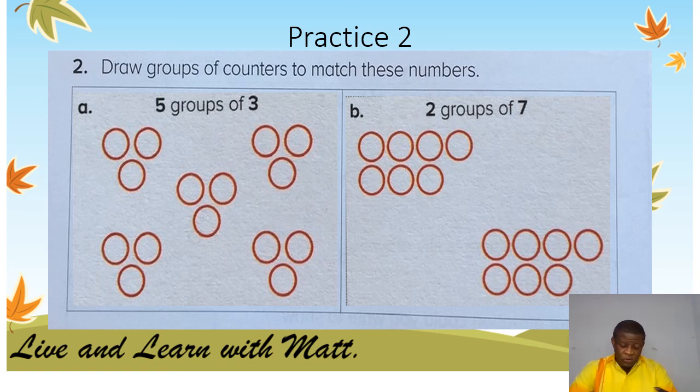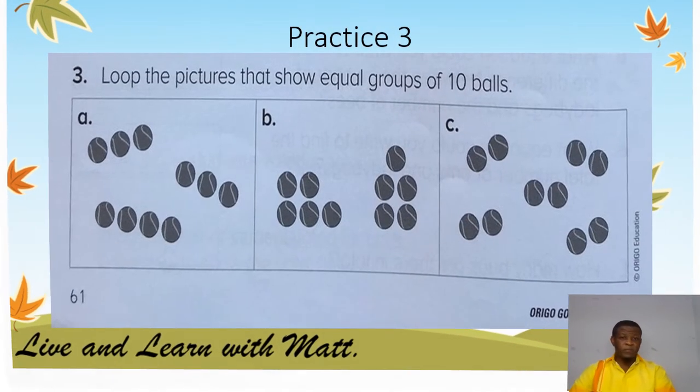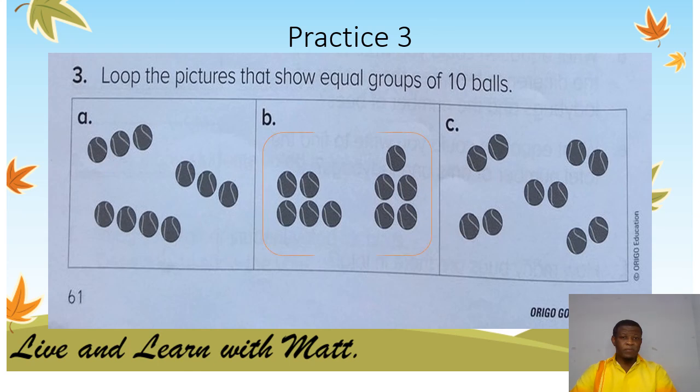Okay, now let's go on to number 3. So we have 2 groups of 5, and part C, we have 5 groups of 2, which are equal to 10.